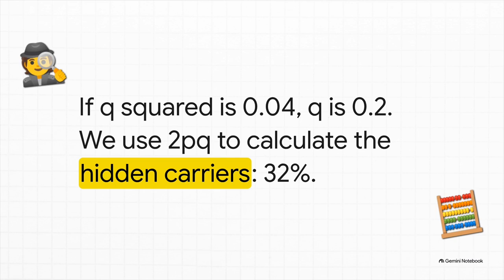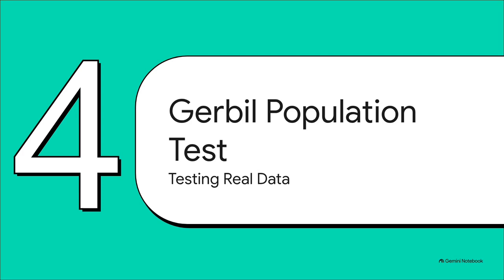Think about that for a second. If just 4% of a population physically shows a recessive trait, a massive 32% of the population are walking around as secret carriers of that exact same gene. No way, right? And this brilliantly illustrates the theory.